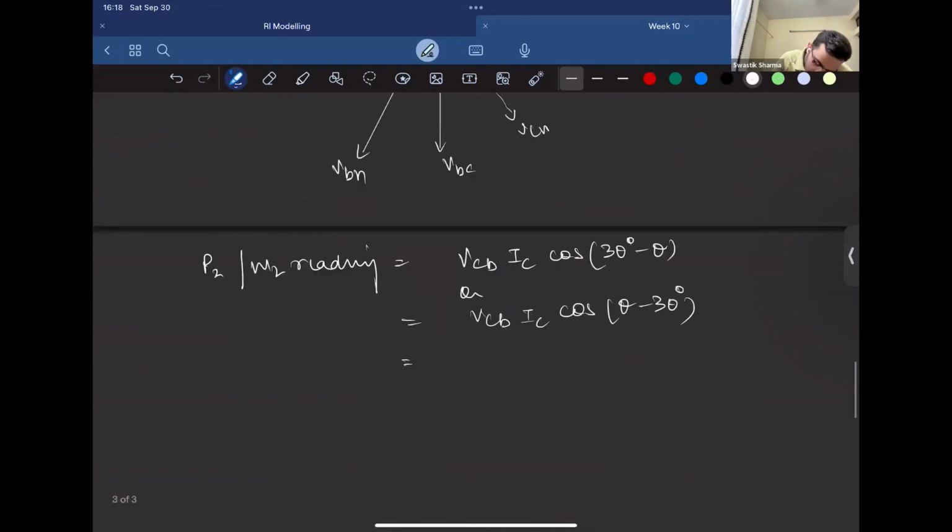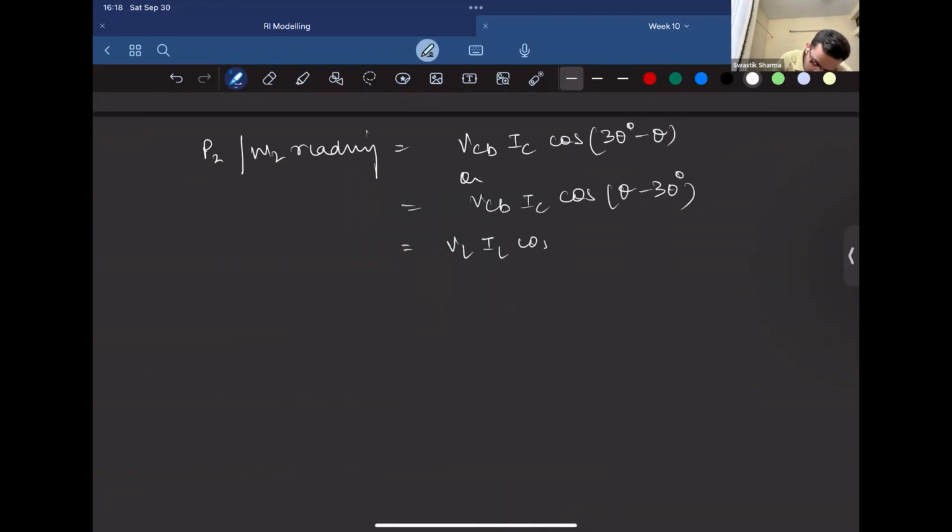And similarly, this will also be line current and line voltage. This comes out to be like this. So now I'm saying that PT, which equals root 3 VL IL cos theta, is equal to P1 plus P2. This can be proved, right? So let's take the right hand side first.